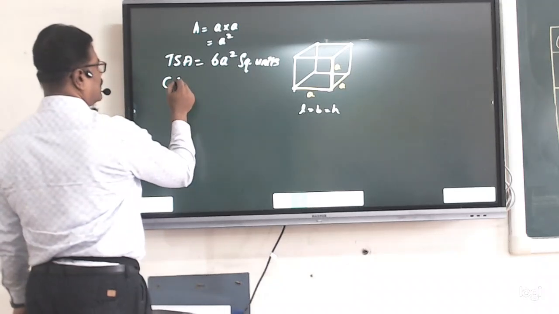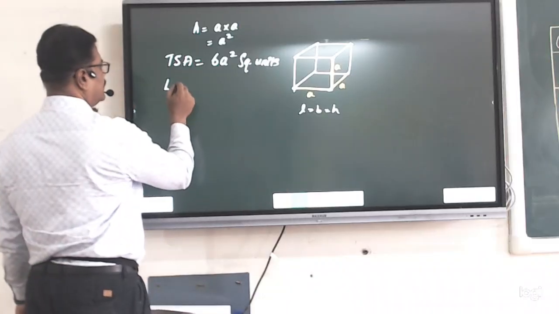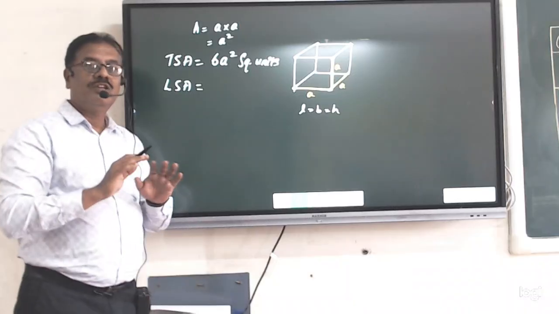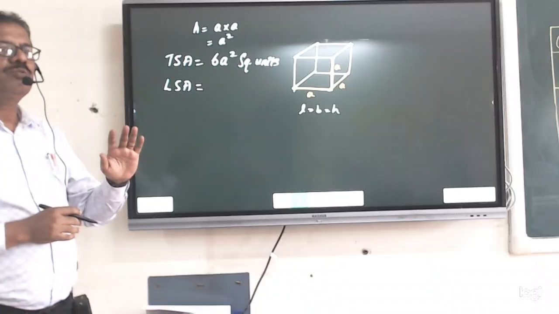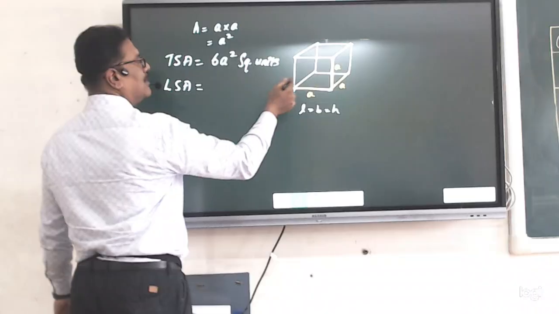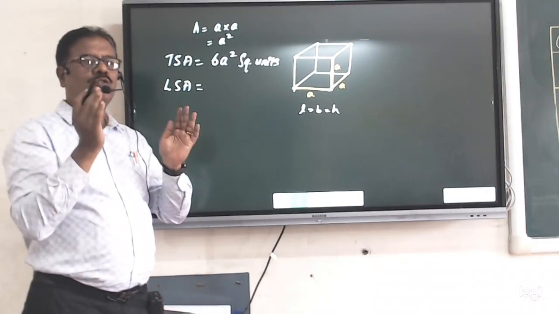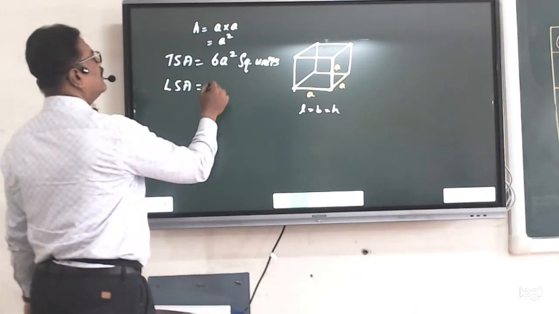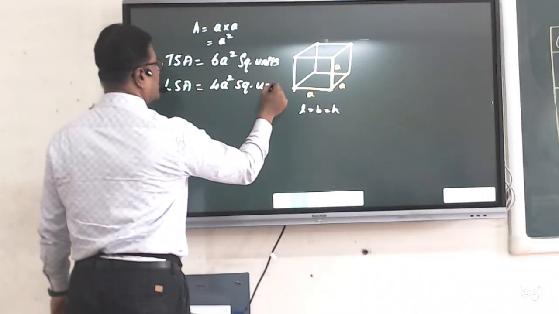What about the C? Instead of C we use LSA, lateral surface area. We use curved surface area only when they do not have a flat smooth surface. These two solids have a flat smooth surface, so we make use of the word lateral. So lateral surface area excludes the top and the bottom. When you exclude the top and bottom, you are left with only the 4 side faces. It is called lateral surface area, and it is given by the formula 4a square units.